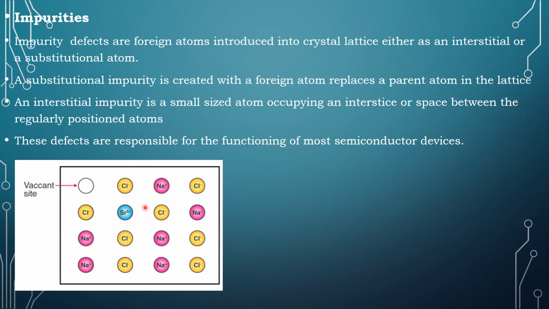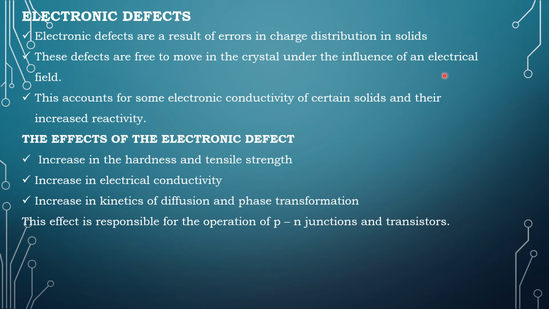Here you can see a foreign particle. Actually this is a sodium chloride crystal where an atom or ion of strontium is being included. So since a foreign atom has entered inside, this is called as impurity defect. The next one is the electronic defect.